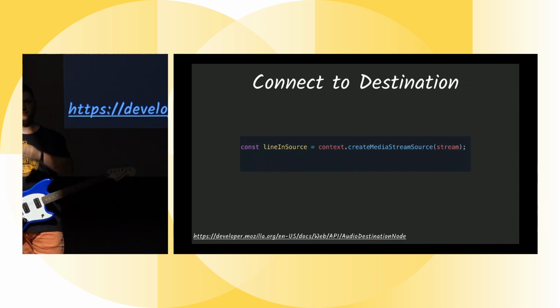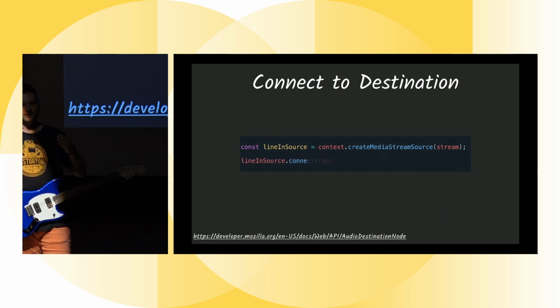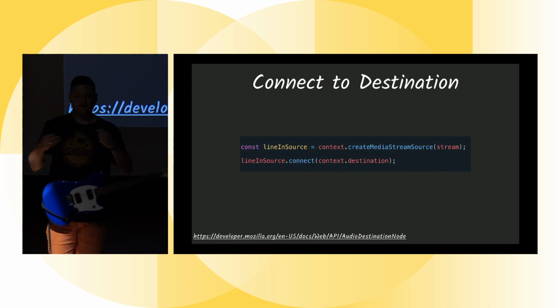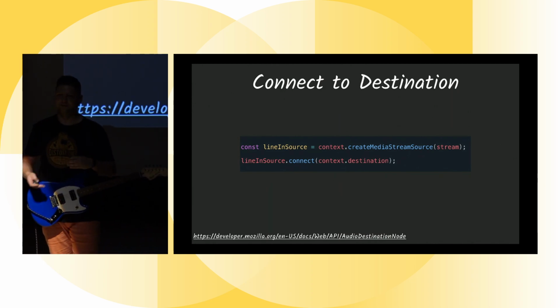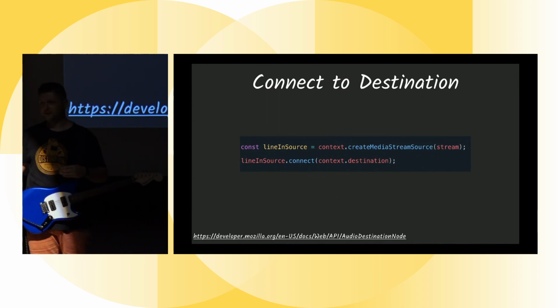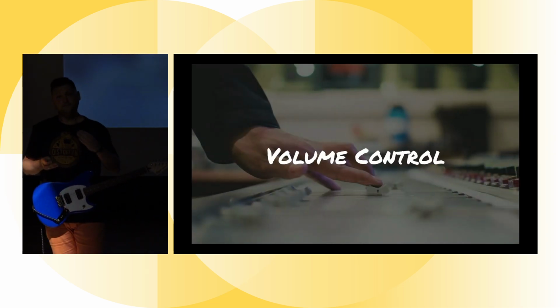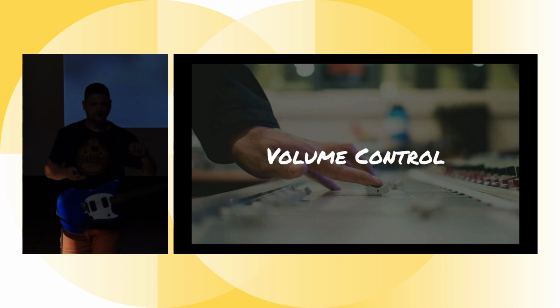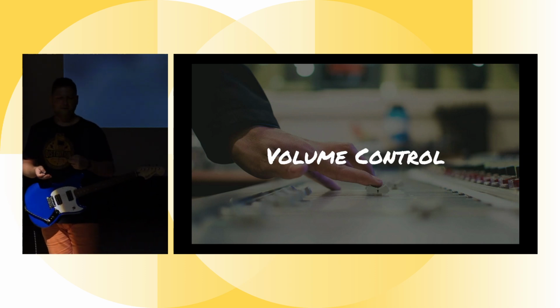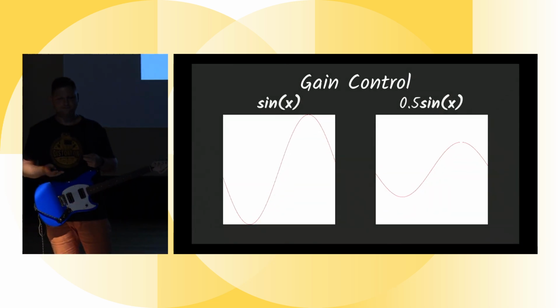After that, we get some stream, we have a context, and we need to connect this stream to the destination. Context destination is the default output selected in your system. For example, now it should output to the speakers. One more thing: usually we need to control the volume so as not to bother our neighbors, for example, at night. So how do we do this?